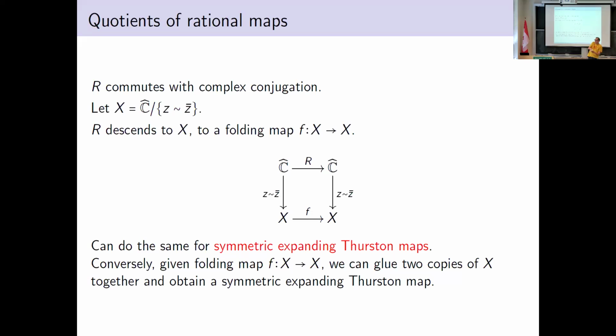So from symmetry, you can mod out and get a folding map. From a folding map, you glue 2 things together and you get such a rational map, or maybe it's not rational, but just an expanding Thurston map. So that's why I'm interested in this.